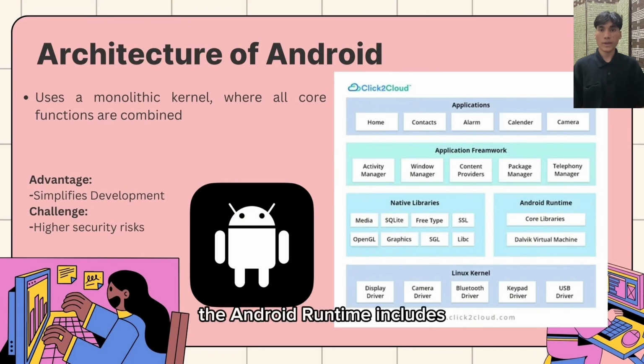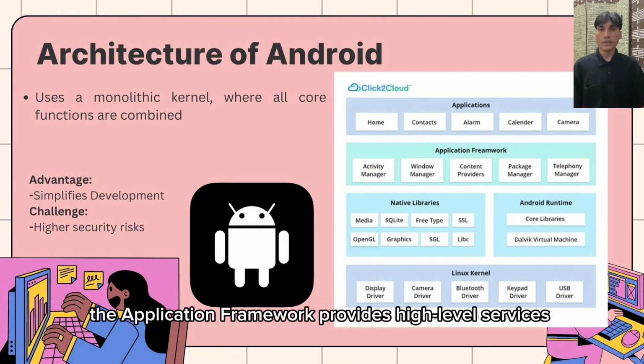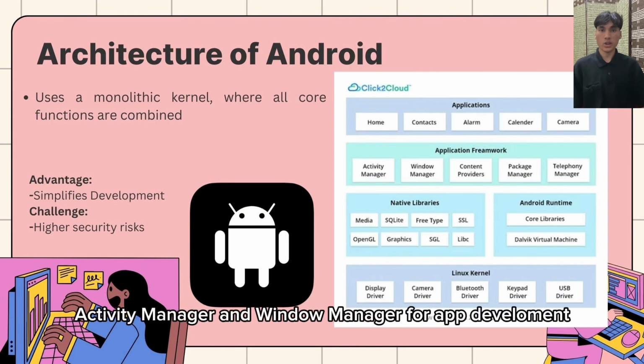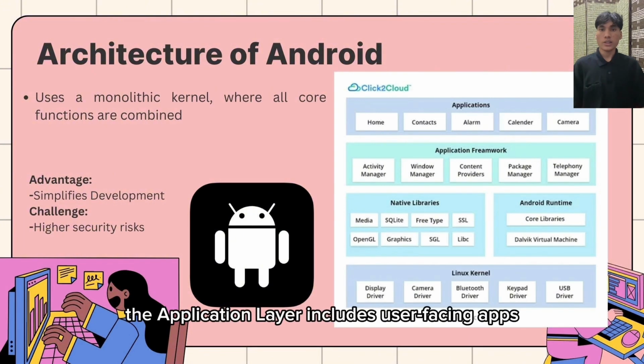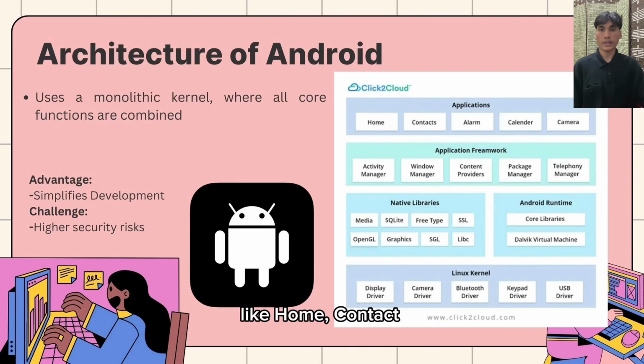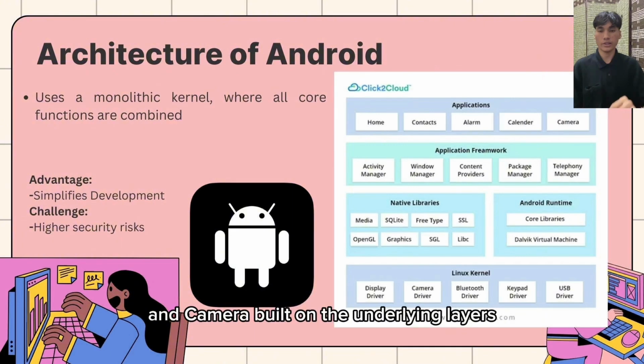The Android runtime includes core libraries and the Dalvik virtual machine, which executes Android apps. The application framework provides high-level services like Activity Manager and Window Manager for app development. And then finally, the application layer includes user-facing apps like Home, Contacts, and Camera built on the underlying layers.